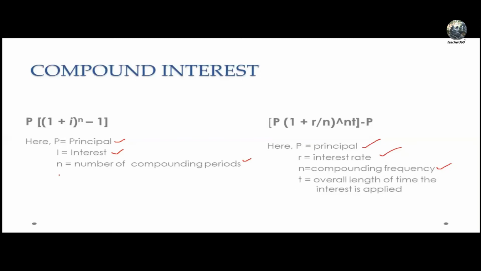But in this formula, you can multiply this compounding frequency and number of years together and put it in place of the n power. Suppose you deposited the money for 5 years semi-annually, then your n will be 5 times 2. So your n will be 10.